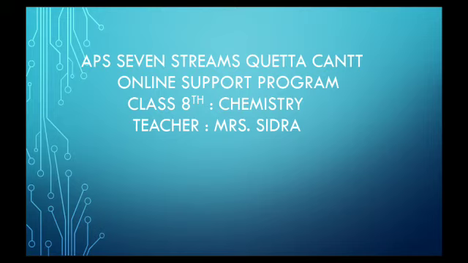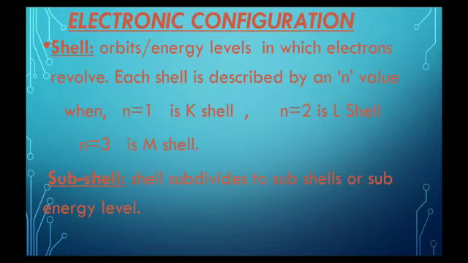The topic that we are going to study today is the electronic configuration. Electronic configuration is actually the arrangement of electrons in the energy levels around the nucleus. We all know that protons and neutrons are present inside the nucleus and electrons are present outside the nucleus and they are revolving around the nucleus.